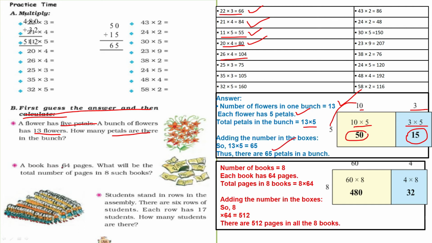A book has 64 pages. What will be the total number of pages in 8 such books? So you can find 60 plus 4 multiplied by 8. 60 into 8, 480. 4 into 8, 32. Add, you will get the answer 512. 8 into 64, you will get 512.